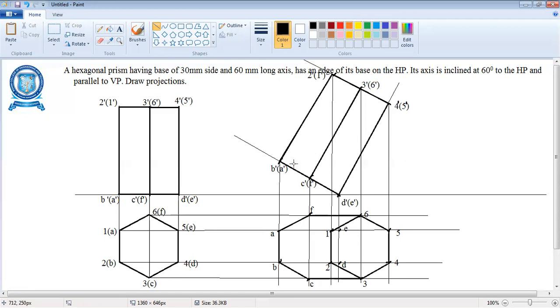Now for the bottom hexagon, we can see only half of it, which means the upper side of the hexagon from the axis, which is A, B, C, and F. We have already done A, B, C, F, and we have to draw hidden lines for the other part of the hexagon, which means C, D, E, and F.